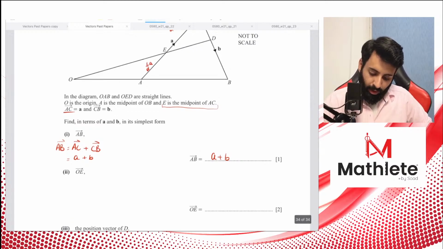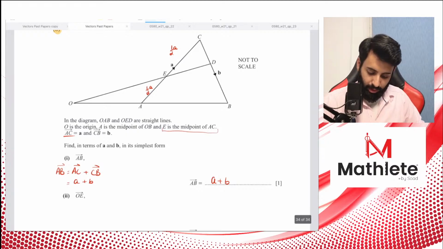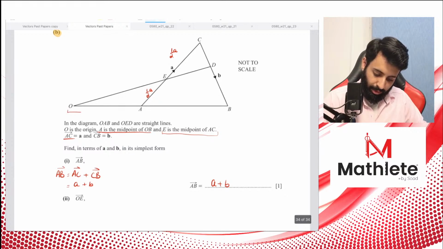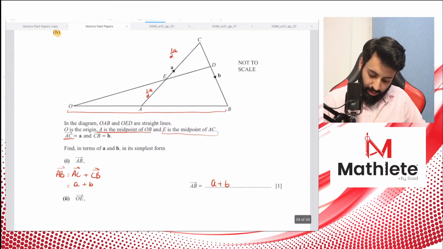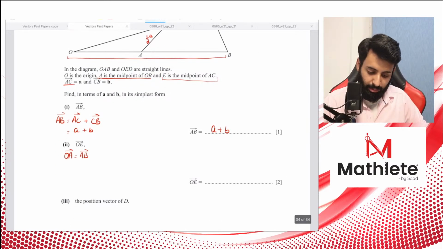Okay, now O to E, let's see what we can do in order to go from O to E. Bear in mind the question said that A is the midpoint of OB. Now that means whatever OA is, that's going to be the same as AB. Why is that? Because A is the midpoint of OB.